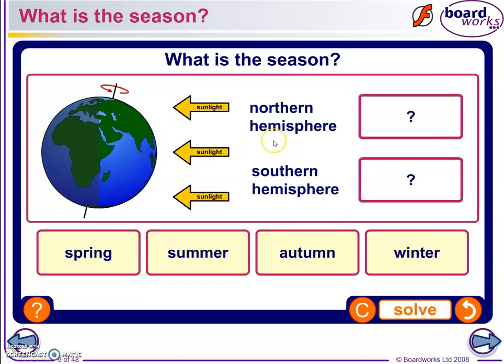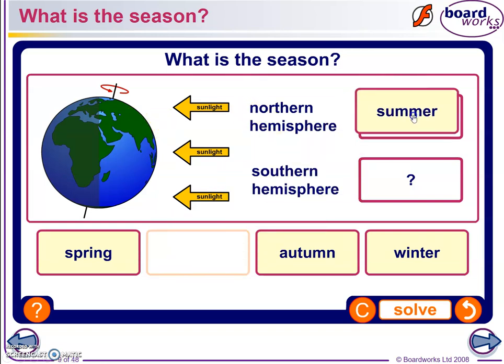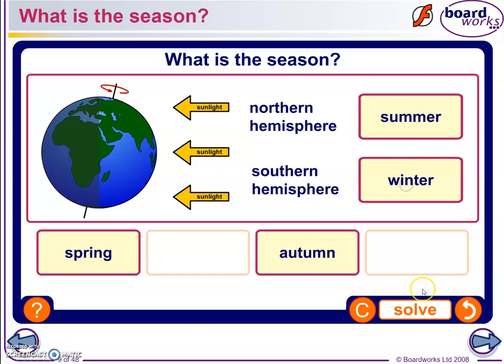Moving on, the sun is now coming from the opposite side of the Earth. So let's have a look. The northern hemisphere, pictured above here where my cursor is, is tilted towards the sun. Therefore, the northern hemisphere, it's going to be summer. The southern hemisphere, as you can see, is tilted away from the sun. So because it's tilted away, it's going to be winter. Let's solve. We are correct. Fantastic if you thought the same.